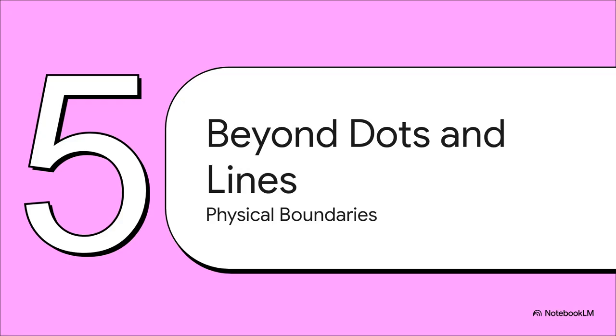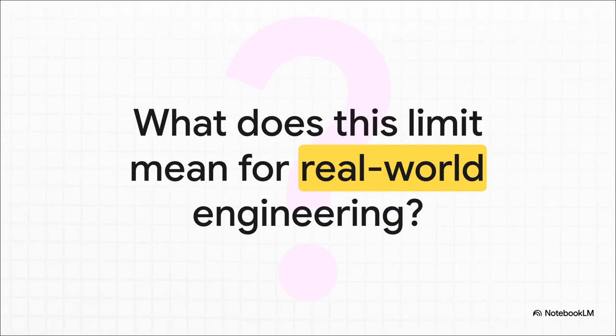Section 5. Beyond the dots and lines. So what does this all mean for us? Why does it matter? Well, think about it. If a relatively simple 5-node complete graph cannot physically exist on a flat plane without intersecting, what does that mean for engineers who are designing real-world computer microchips with billions of tiny pathways?